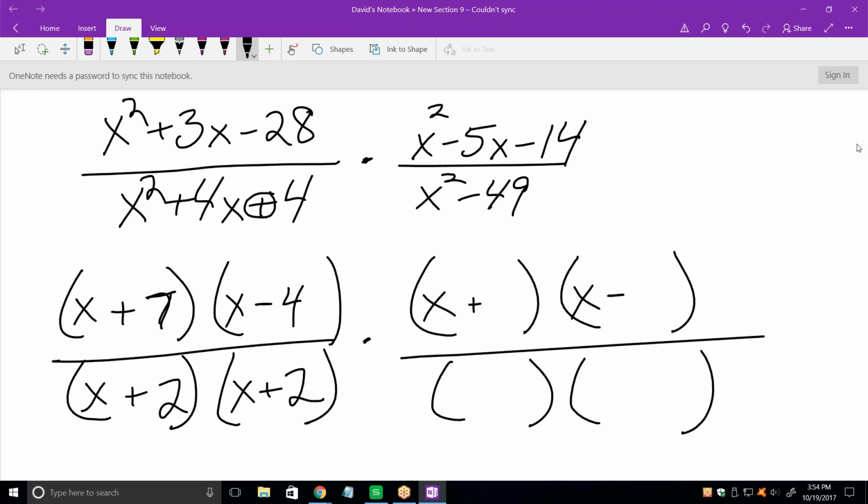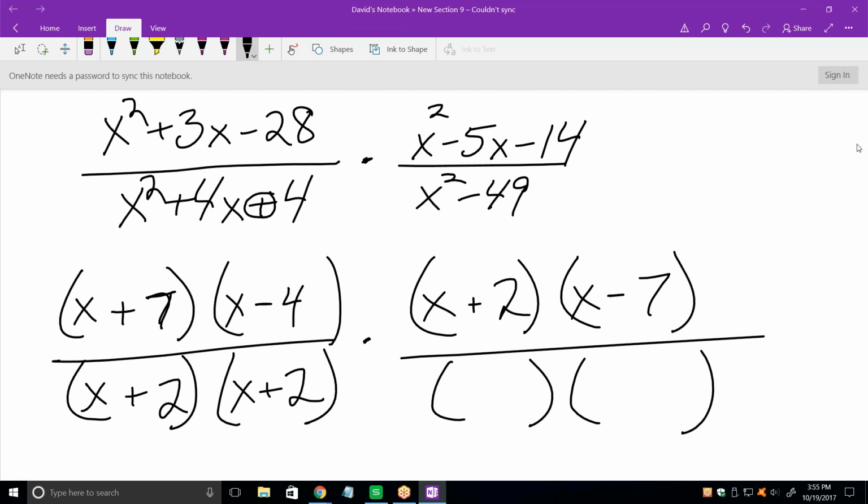Now what? Factors of 14 that do what? That would subtract 5. Okay, what are those? X plus 7, x minus 2. The bigger factor has to go with the sign of the middle term. Oh, okay, x minus 7, x plus 2.